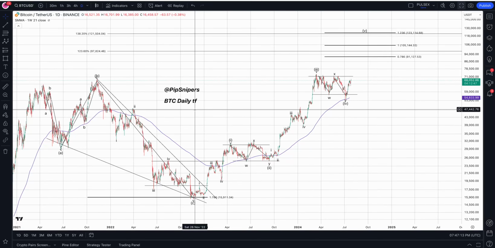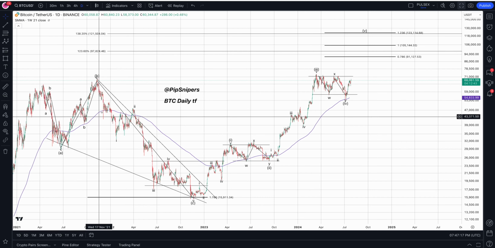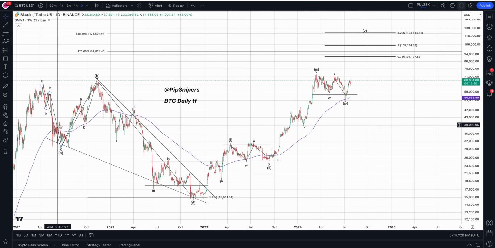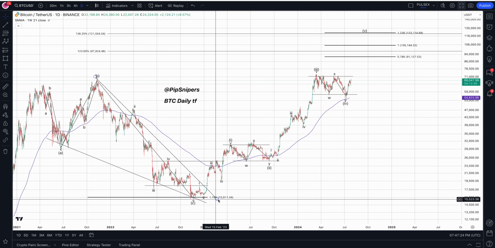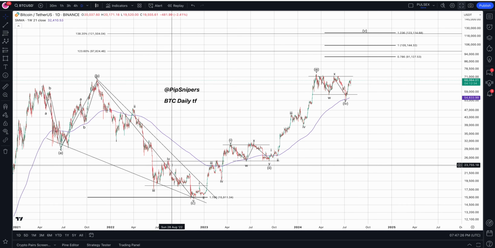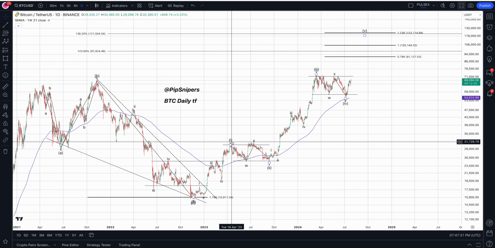Let's take a look here at Bitcoin on the daily time frame. Going back to 2021, we had a three-wave move to the downside in a 3-3-5 Elliott wave flat pattern, with the C wave bottoming out at the 1.786. We then have Wyckoff accumulation at the lows before you have a jump across the creek for your wave 1.